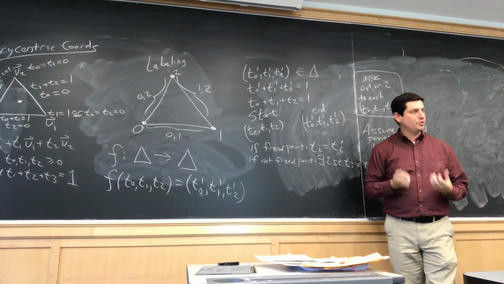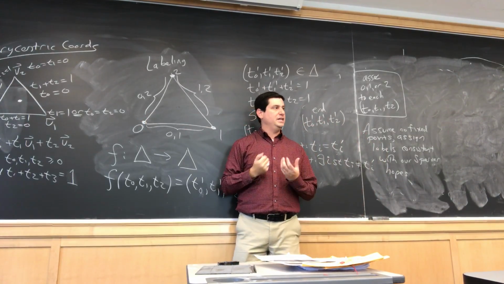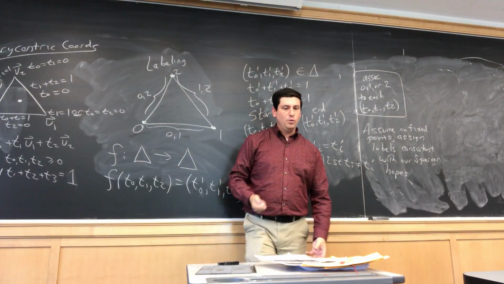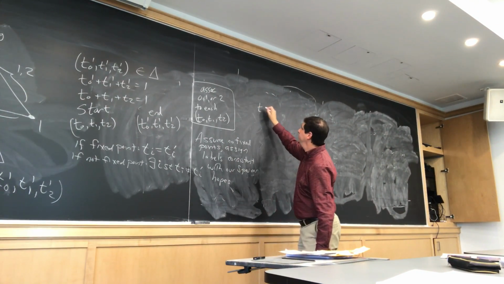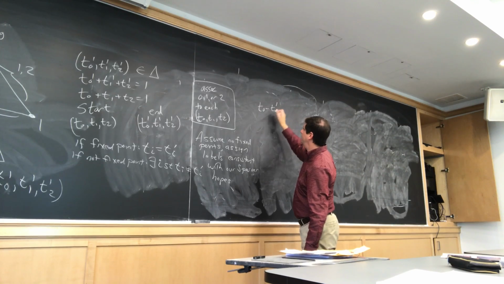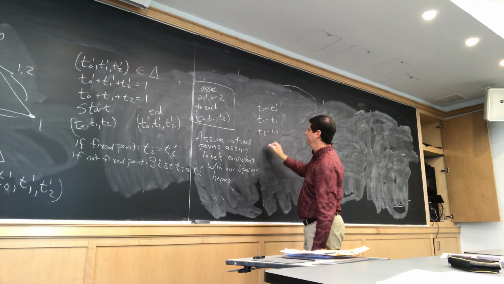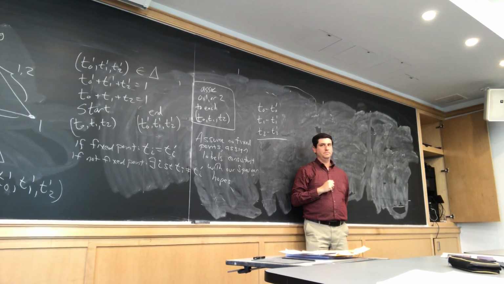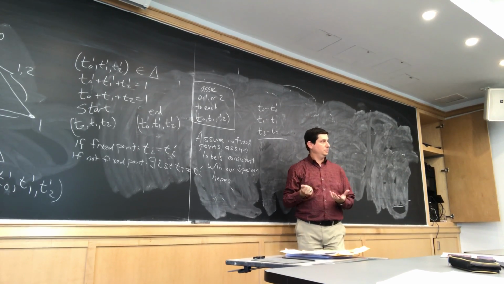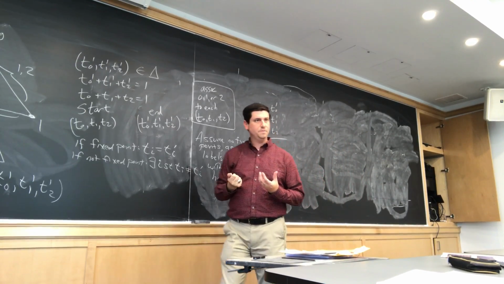So I need something that's going to guarantee me that this point is going to be assigned the label of 0. And one of the things I can do is I can look at where I start to where I go. So I have t0 minus t0 prime, t1 minus t1 prime, t2 minus t2 prime. So what do we know about this sum? They sum to 0. Because the sum of the t's is the sum of the primes. Okay, they sum to 0.